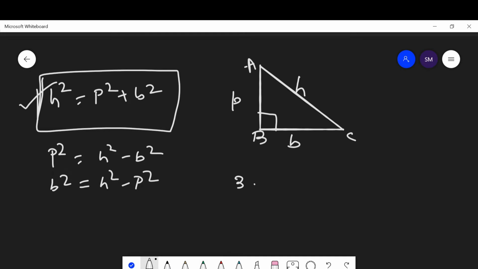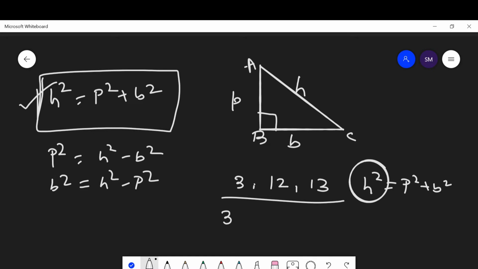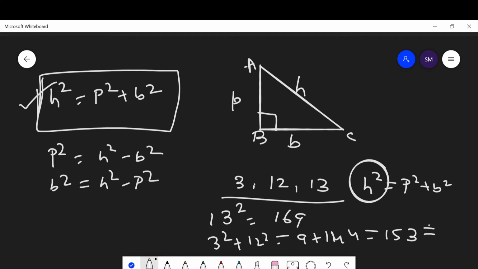Suppose you are given 3, 12, 13. Let us check whether they are Pythagorean triplets or not. According to Pythagorean theorem, h square is equal to p square plus b square. H is the hypotenuse, the biggest side, so 13 square is equal to 169. Then 3 square plus 12 square is equal to 9 plus 144, which is equal to 153, not equal to 169. This means it doesn't satisfy the condition h square is equal to p square plus b square. If the three sides of a triangle are given, the biggest side is the hypotenuse. Here 13 square is not equal to 3 square plus 12 square, so this doesn't satisfy the Pythagorean triplets.